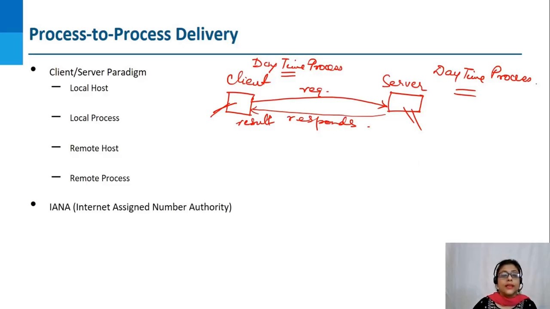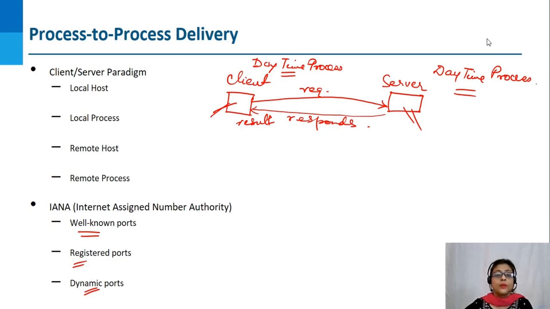Now let us understand what is the Internet Assigned Numbers Authority. The Internet Assigned Numbers Authority gives some port numbers. So we have number one, well-known ports, registered ports is the second category, and the third category is the dynamic ports. With the help of these ports, along with the IP address, the transport layer can communicate between two processes from the client end to the server end. Now, what are these port numbers? These port numbers are basically 16-bit numbers.